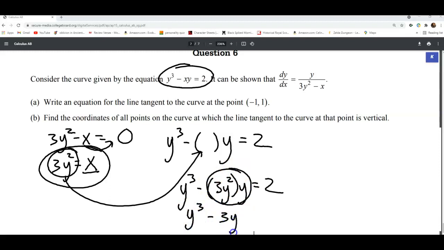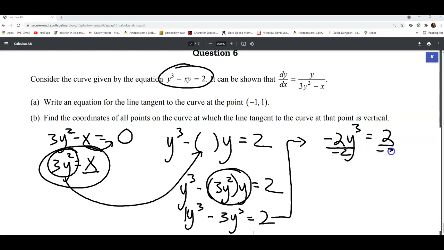We've got 3y cubed. Now, what's 1y cubed minus 3y cubed? That's negative 2y cubed. Now what? Let's solve for y. I want to divide both sides by negative 2. Y cubed equals negative 1.